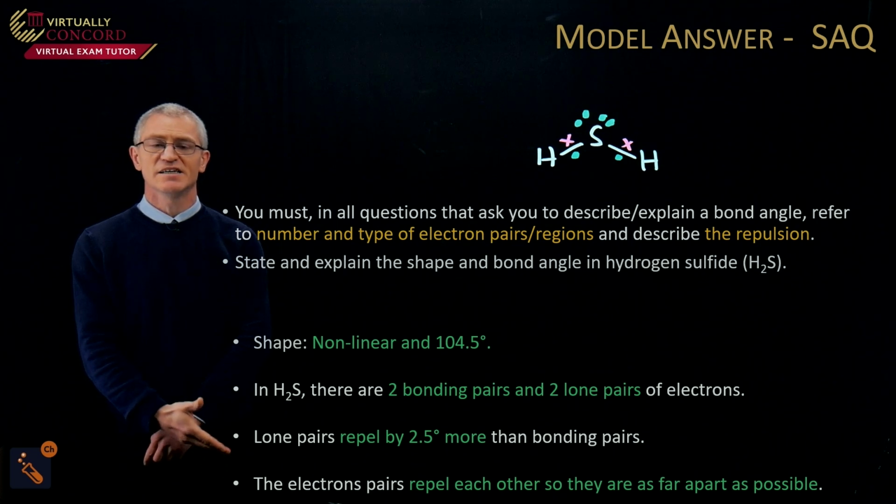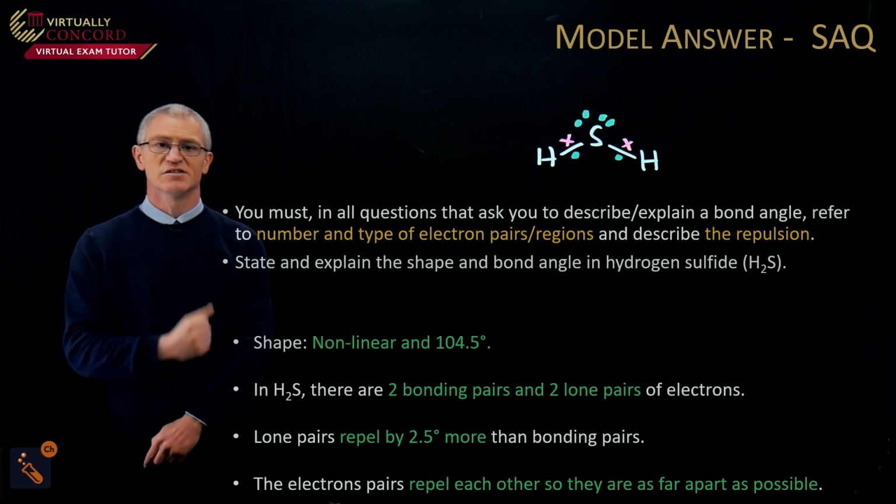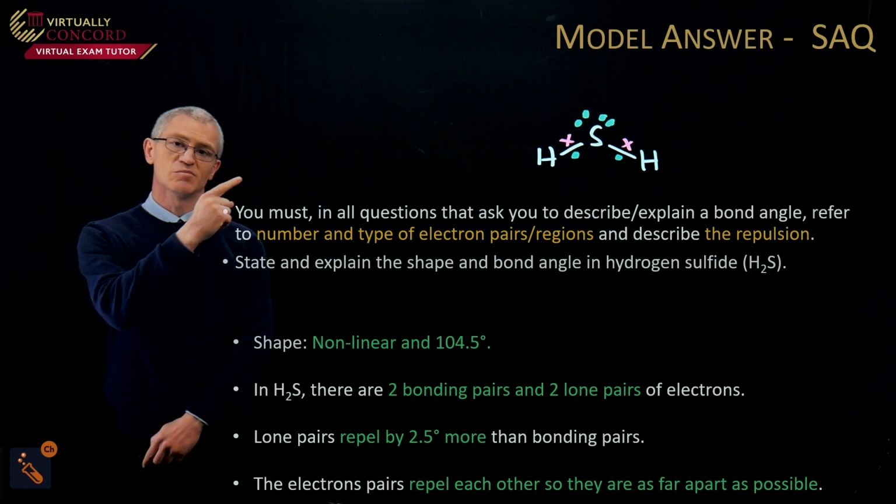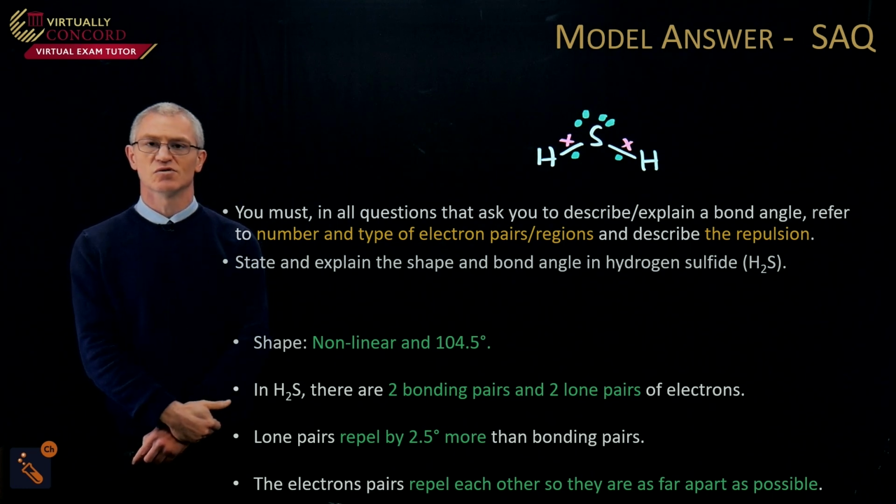So make sure if you're doing any type of bond angle, state and explain the shape. Make sure you do that. And importantly, draw the electrons if you're not sure as well.